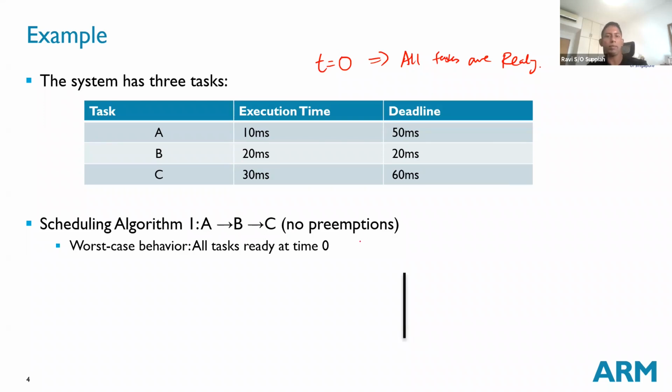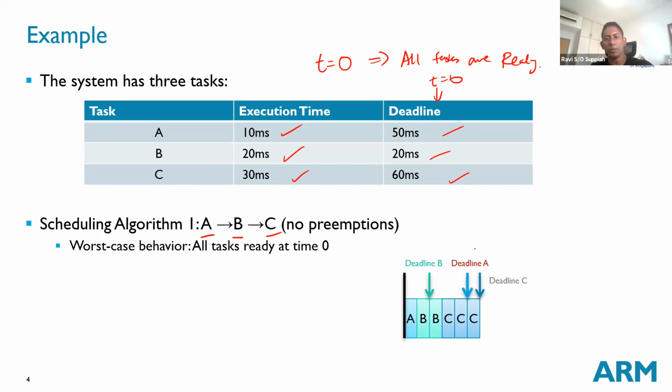If I look at A, B, C scheduled in this order, what happens? I will run A first. A is 10 milliseconds, and the deadline is 50 milliseconds. The objective is, of course, you must complete the execution of the task before the end of the deadline. Now, after A is done, I schedule B. B takes 20 milliseconds and the deadline is 20 milliseconds. This deadline is always with respect to t equals 0. After that, I run C, and C's deadline is 60 milliseconds.